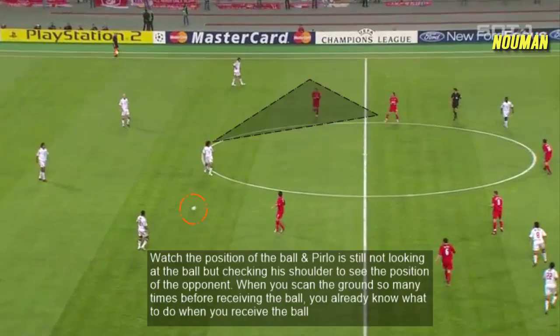Watch the position of the ball, and Pirlo is still not looking at the ball, but he is checking his shoulder to see the position of the opponent. When you scan the ground so many times before receiving the ball, you already know what to do when you receive the ball.